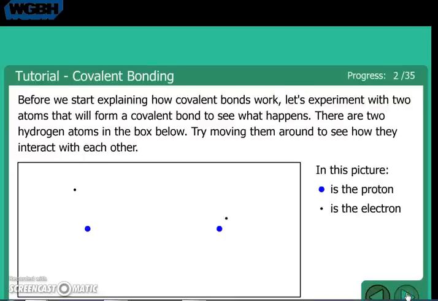Before we start explaining how covalent bonds work, let's experiment with two atoms that will form a covalent bond to see what happens. There are two hydrogen atoms in the box below. Try moving them around to see how they interact with each other. Okay, so I'm going to do that. So bring them close. Alright. I'm going to try to get them really close, but they don't seem to want to do that. Okay, now I'm going to pull. Now that I've got them this close, it's hard to pull them away from each other as well.